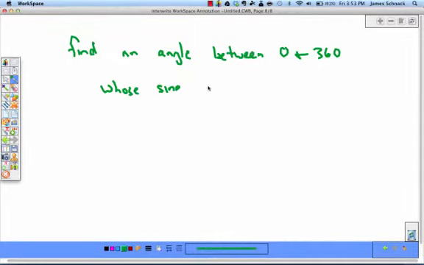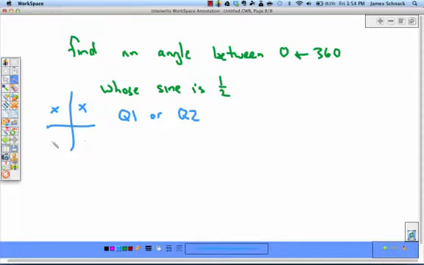whose sine is 1/2. Okay, so positive sine value. Remember our quadrants. Sine is positive there and there. So we know that this angle, this theta, must be in quadrant 1 or quadrant 2. Quadrant 3 and 4 will have sines equaling -1/2. Sine is the y-coordinate on our unit circle.